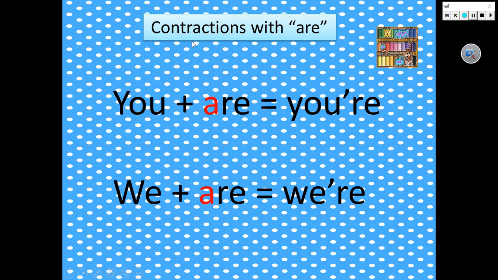Okay, next, let's look at some contractions with the word are. Again, the first word for you and are, the first word stays the same. You do not take any letters out of the first word ever. And the first vowel in are is the A. That's the one you're going to take out. You put them together and you put the apostrophe where the A used to be, and you get you're. This next one is we plus are, and you're going to get we're. Again, you take out that A, the first vowel, and put an apostrophe in its spot.